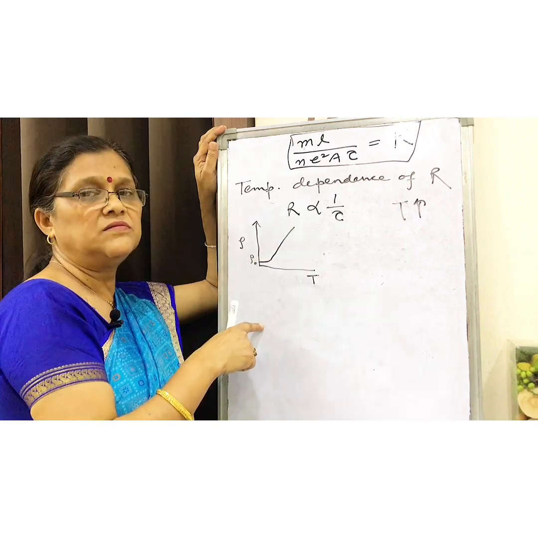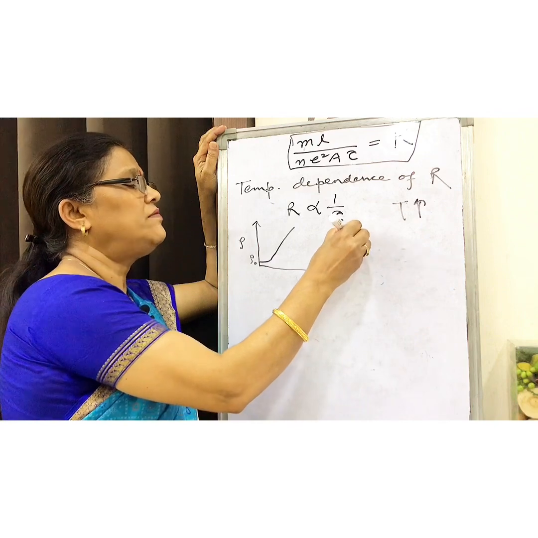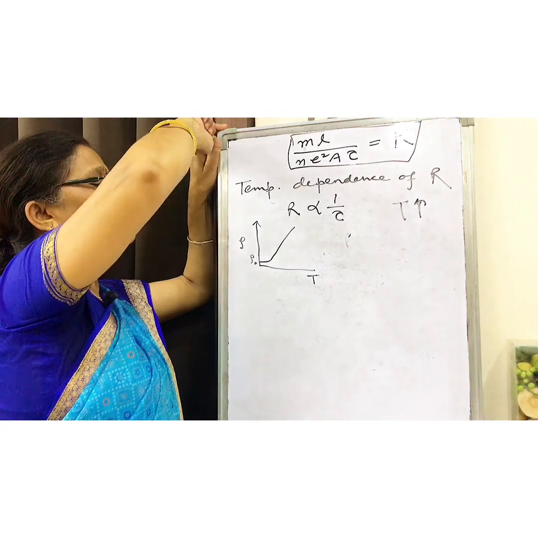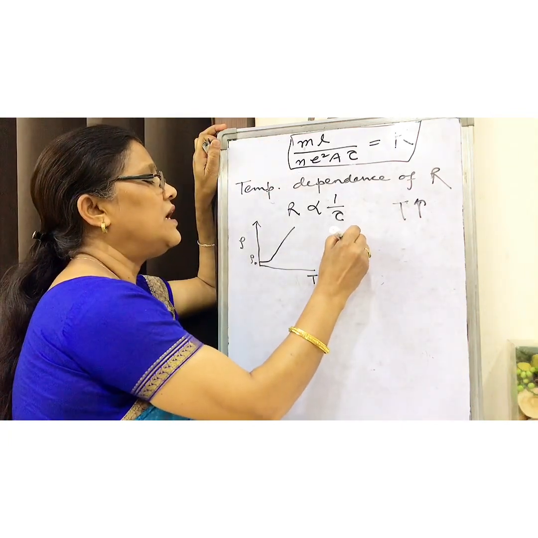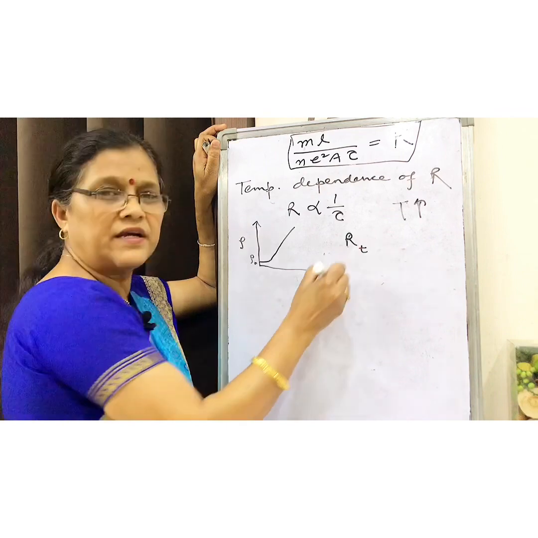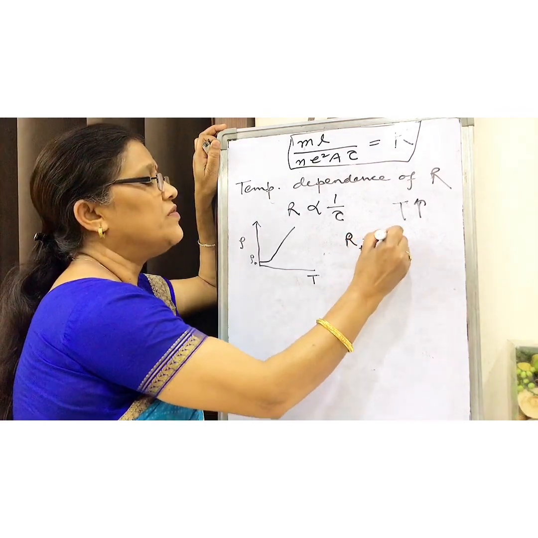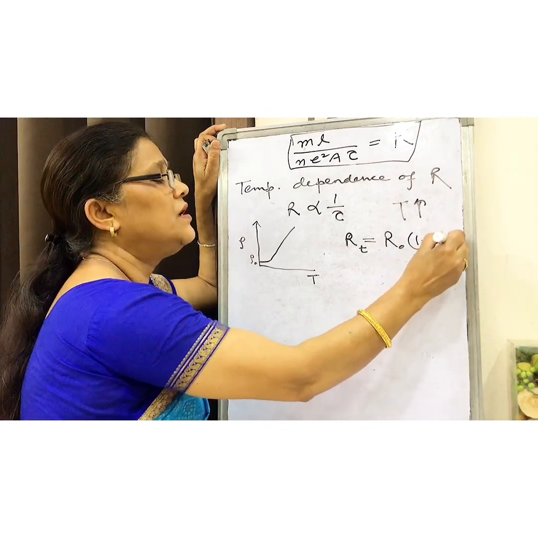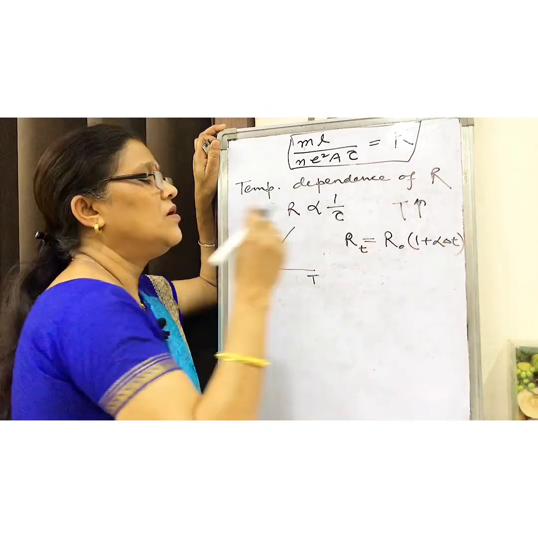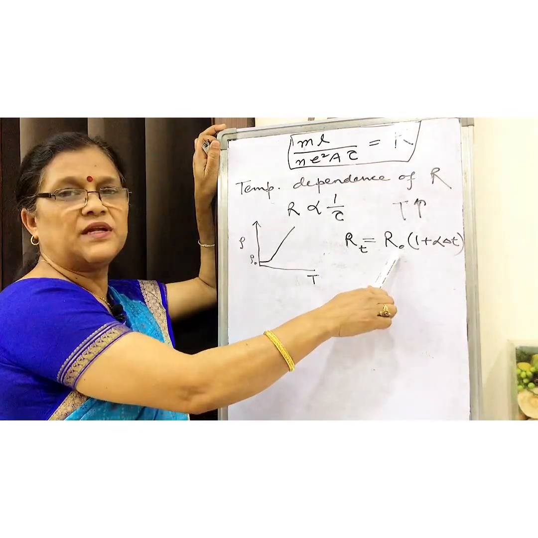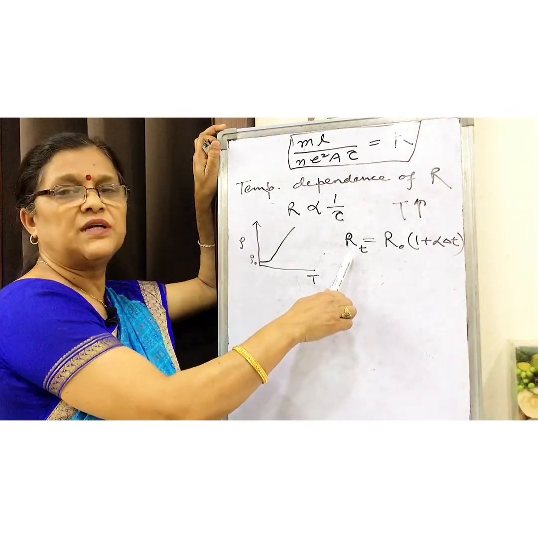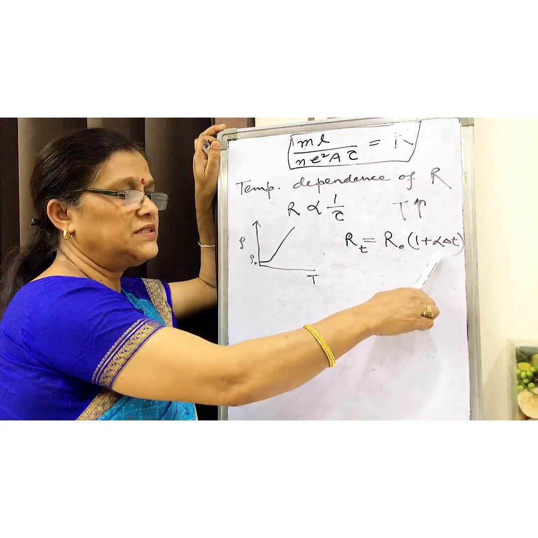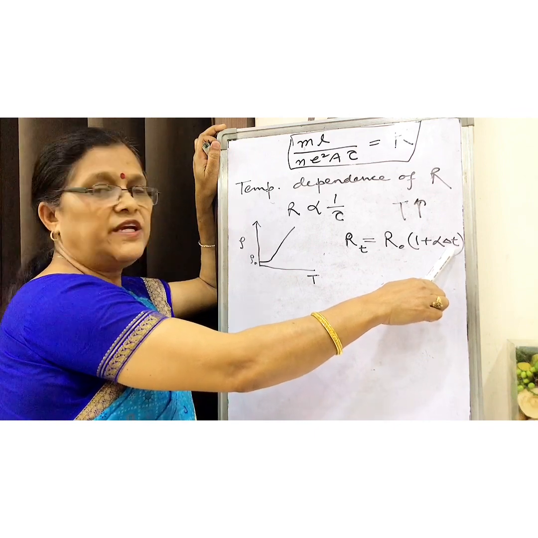How? It has been observed that the resistance of a conductor is given by: R naught at 0 degree Celsius and R_T at T degree Celsius, then R_T equals R naught (1 plus alpha delta T). This R naught is the resistance at 0 degree Celsius, this R_T is the resistance at T degree Celsius, this alpha is called the temperature coefficient of resistance, and this delta T is the change of temperature.